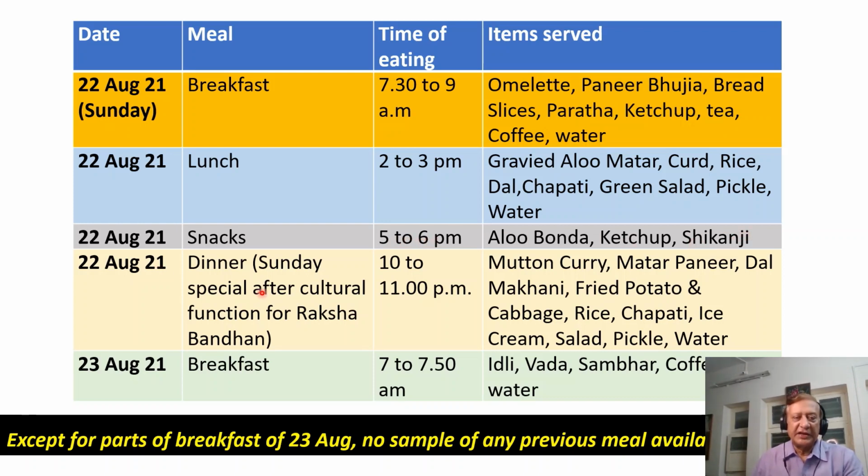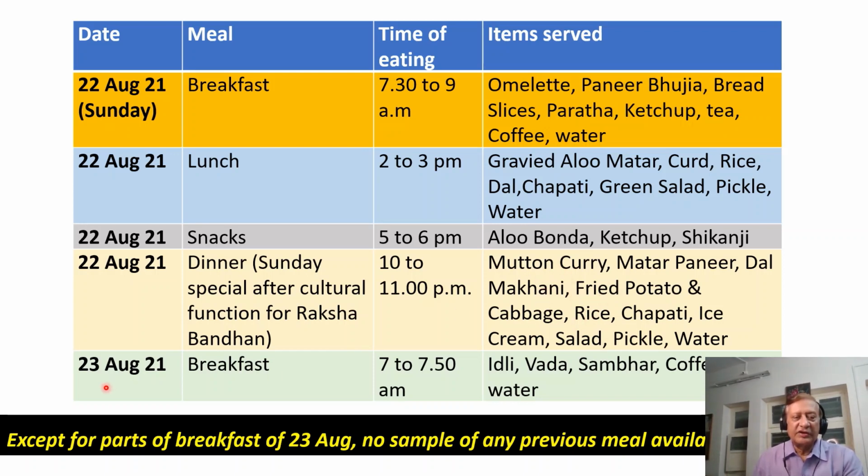There was a lavish dinner because that was a Sunday evening dinner, and also a special one after a cultural function for Raksha Bandhan, and that's why it was slightly delayed. Served between 10 and 11 p.m., it consisted of mutton curry, paneer, butter paneer, dal makhni, fried potato and cabbage, rice, chapati, ice cream, salad, pickle, water. I am sounding like a waiter, but it's a mouth-watering menu.